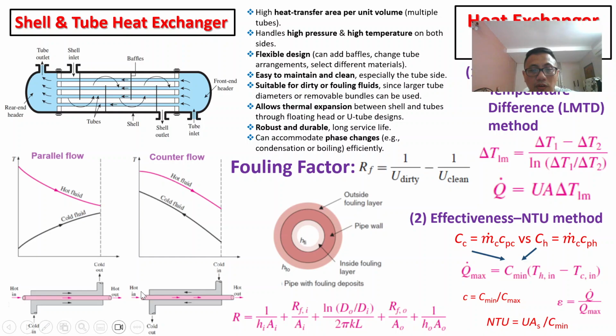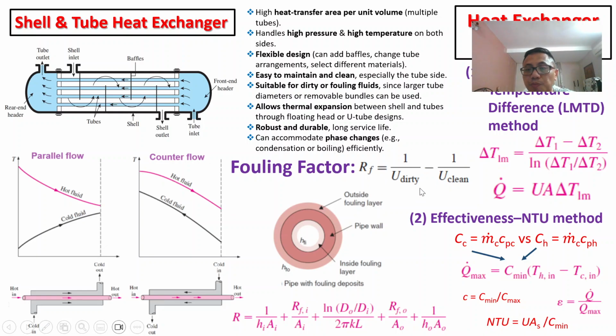Counter flow is where both fluids are moving in different directions. Okay, the hot fluid is moving from left to right in this case, and the cold fluid is from right to left. In this case, you can see the temperature and distance profile. For parallel flow, or concurrent flow, you can see the delta T is large at the inlet and slowly reduces towards the outlet. But counter flow has a more uniform delta T along the distance inside the heat exchanger.